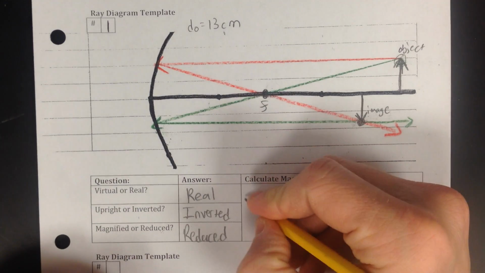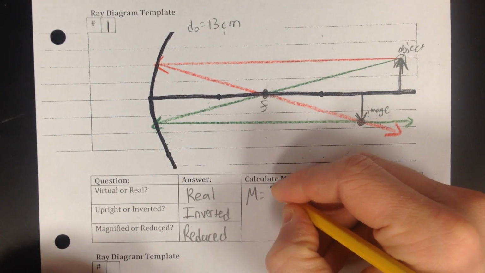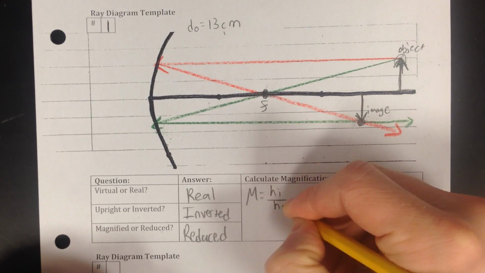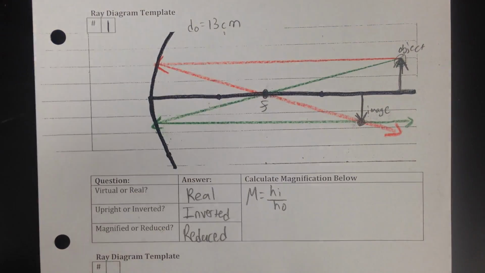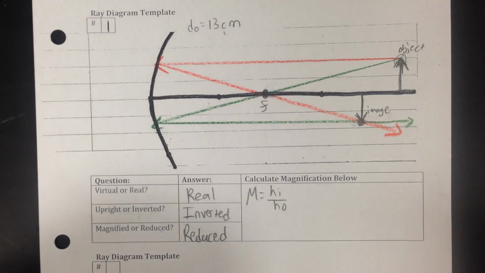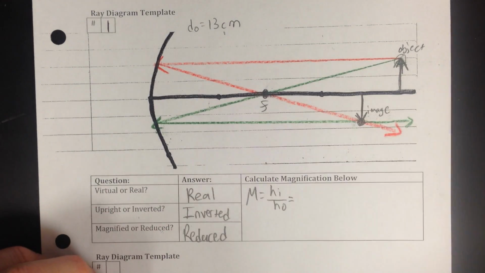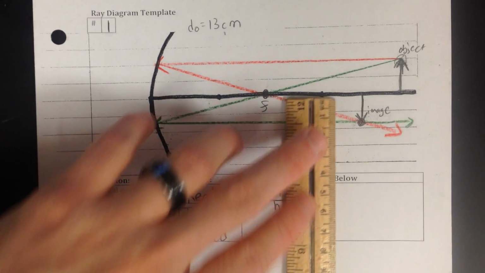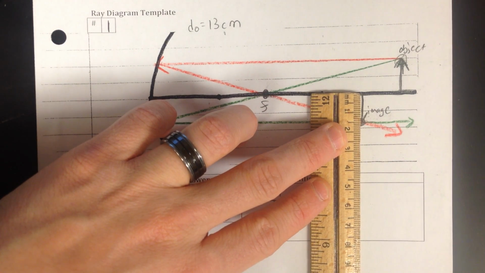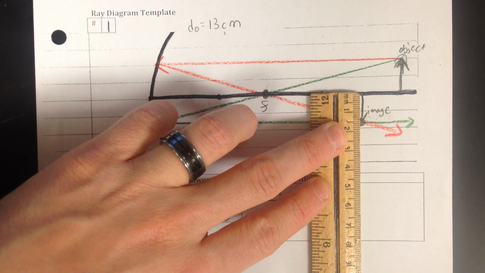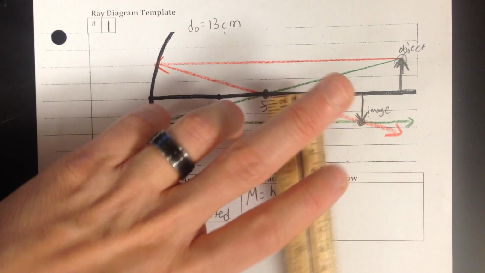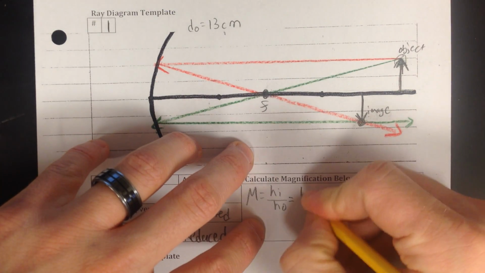And we're going to have to calculate the magnification for each image we do here. Remember, magnification is HI over HO. So we can measure HI. It's almost 2 centimeters. I'm getting 1.5 for mine. Everybody will get something a little different. You use your own number.